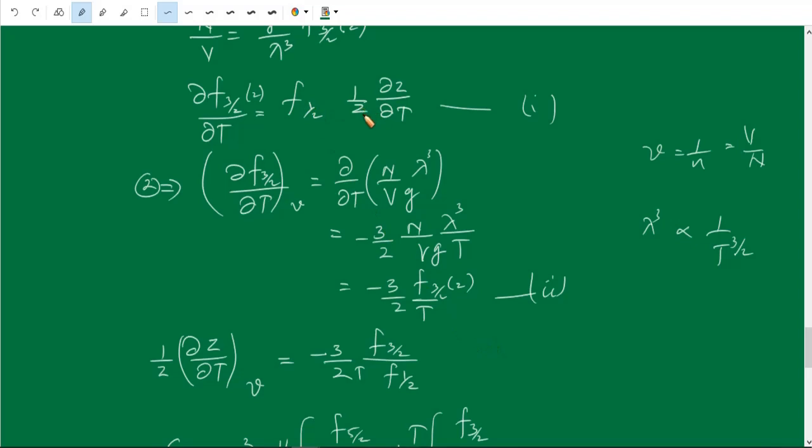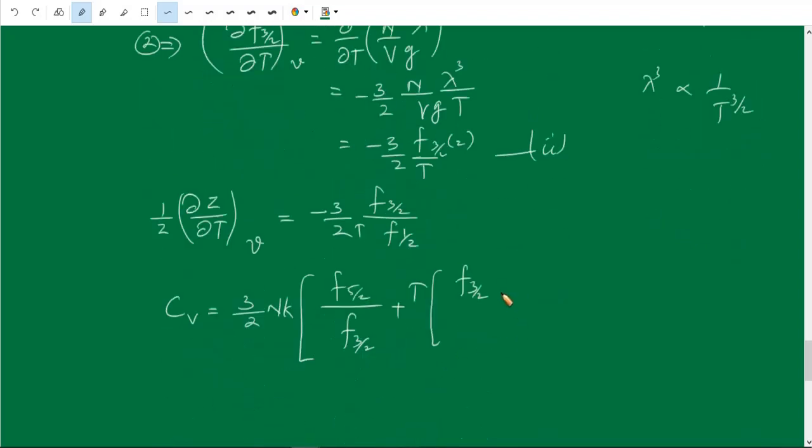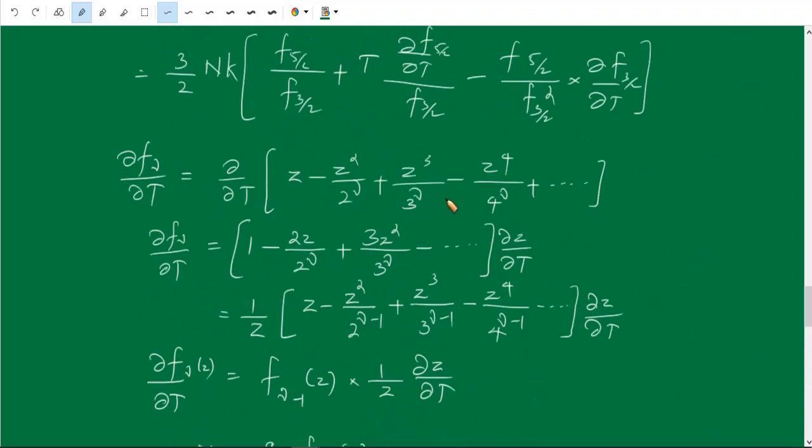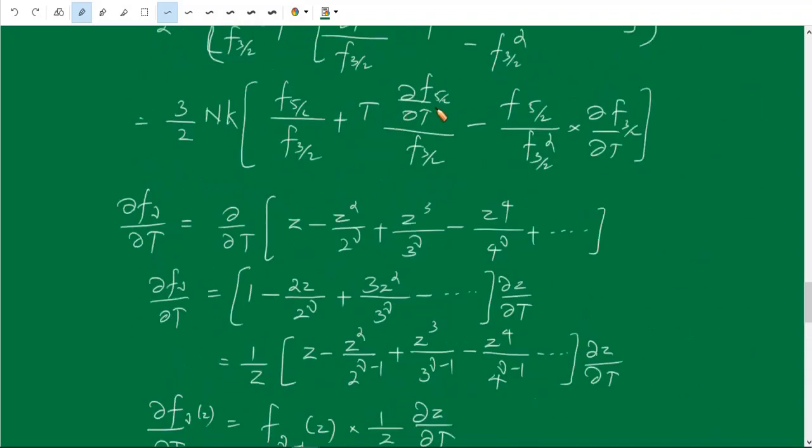Z 1 by Z dou Z by dou T. So this will be minus 3 divided by 2T, f 3 by 2 of Z divided by f 3 by 2. Okay, so this thing is f 5 by 2 divided by dou T f 3 by 2. So minus f 5 by 2 over f 3 by 2 square dou f 3 by 2 by dou T.